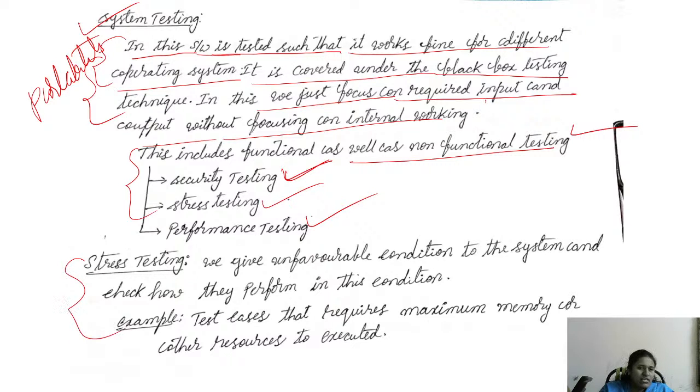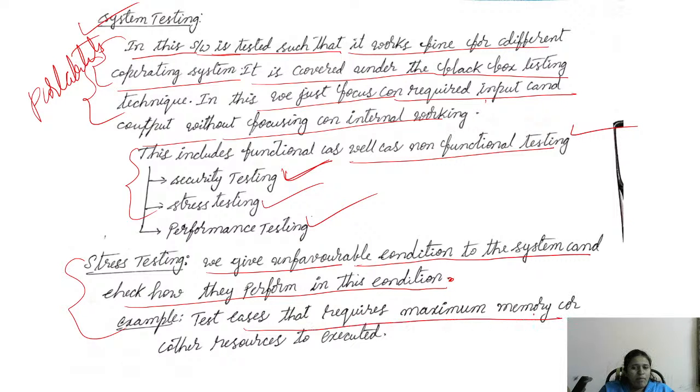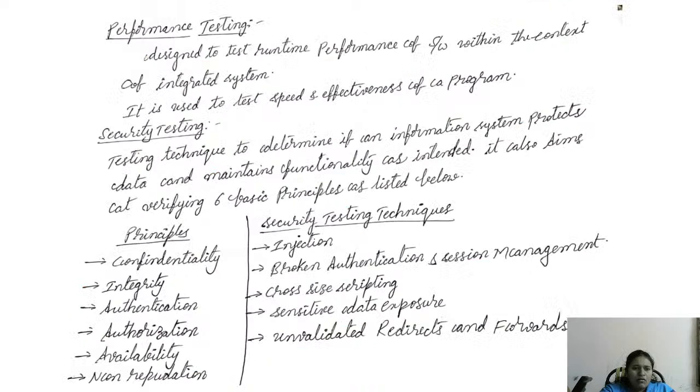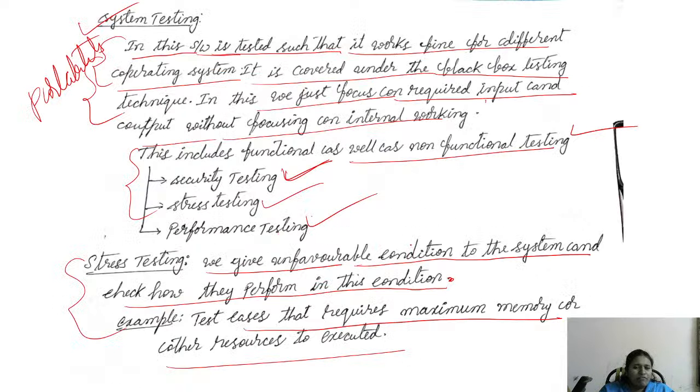In system testing only, we will do security, stress and performance testing. What is stress testing? If we give unfavorable conditions to the system and check how it performs in these conditions. Unfavorable means, for example, test cases that require maximum memory or other resources to execute. Stress means unfavorable condition.